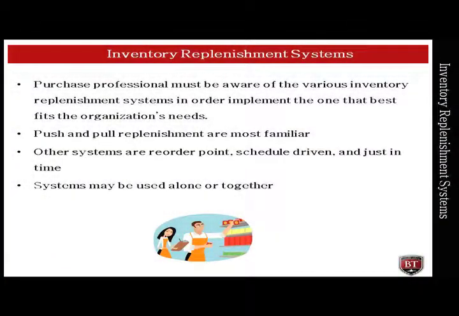Most companies use some form of inventory replenishment system. The purchasing professional must be aware of the various systems in order to know which system will work best for the purchasing department within the organization. The push and pull requirement systems are probably the most familiar. However, there are others that are used. The push and pull system can be used individually or simultaneously. The other systems that can be used are the reorder point, the schedule driven, and the just-in-time replenishment systems. These, like the others mentioned, can exist solo or together with other replenishment systems.